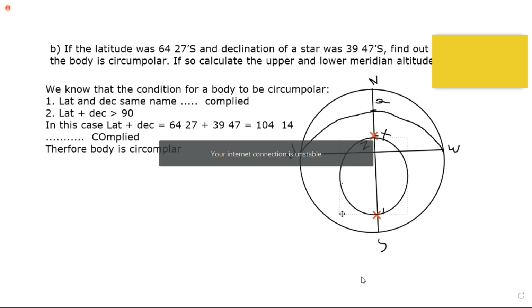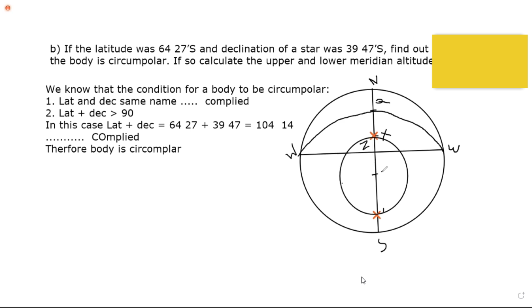And this is the center, P is the center. Now we can say that x dash x, polar distance is equal to 90 minus declination 39 degrees 47 minutes, so 50 degrees 13 minutes.